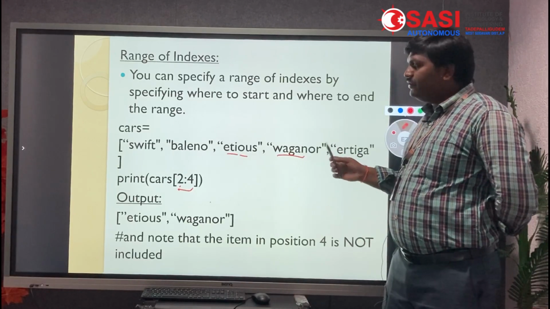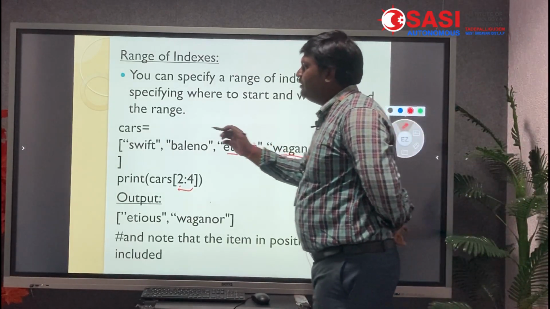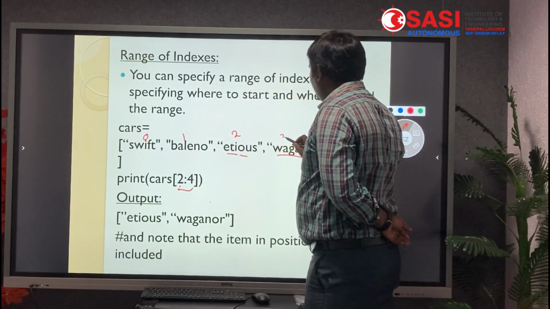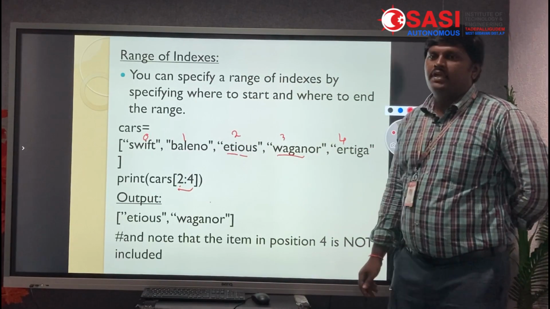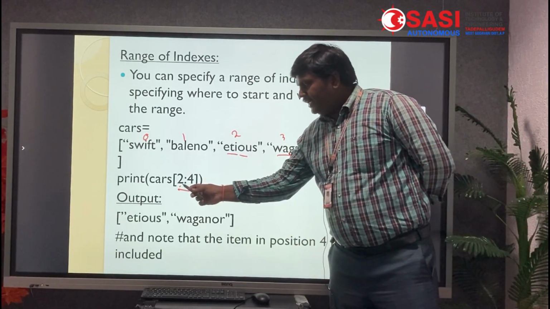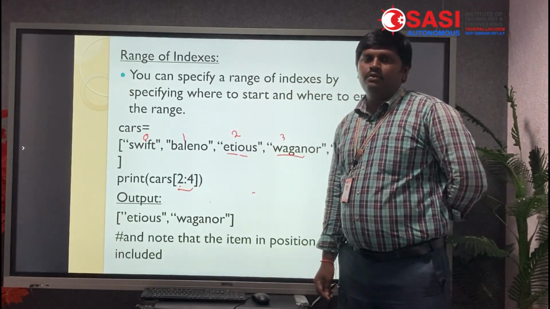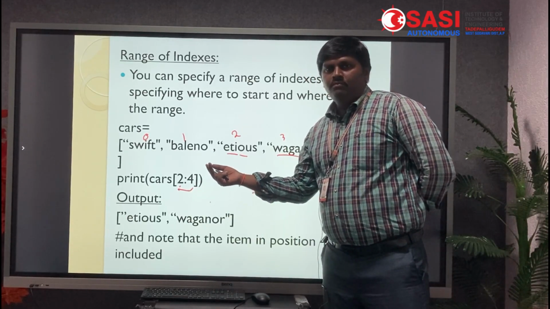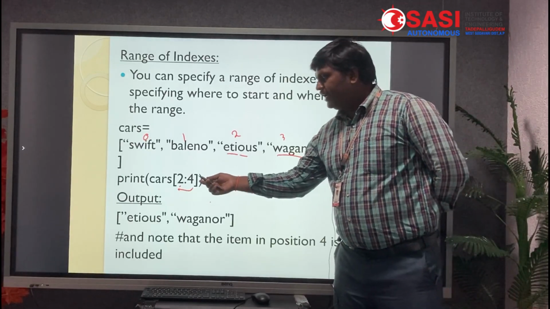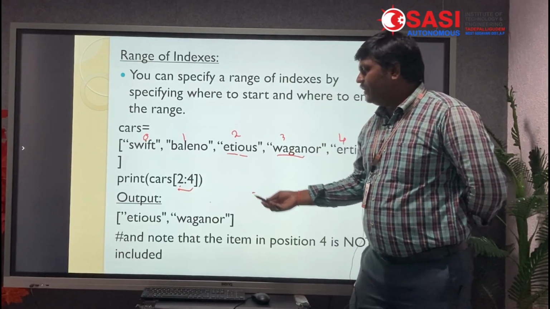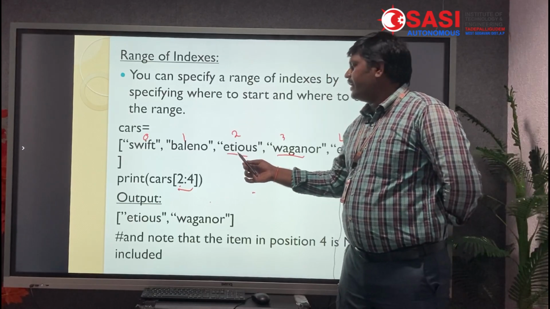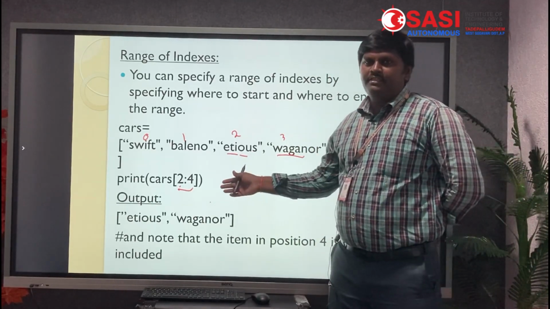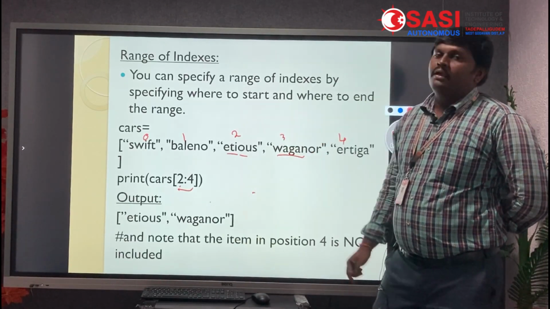The fourth value is not considered. Here the index values are 0, 1, 2, 3, 4. Here we are representing the 2 to 4 range. In this range, consider the second element and third element only; the fourth element is not included. That's why the output is the second element and third element only. Right, this is the range representation in a list.